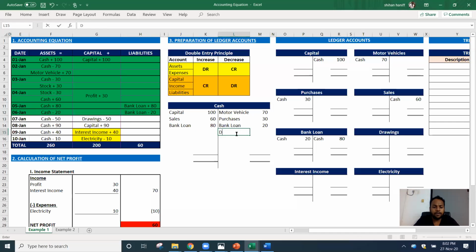Drawings. Cash will reduce because the owner takes money from the business by 50, and drawings account will be debited by 50. Drawings account debit. Interest income, it's an income. Cash will increase by 40, and income account is credit. Cash 40. Income account credit.